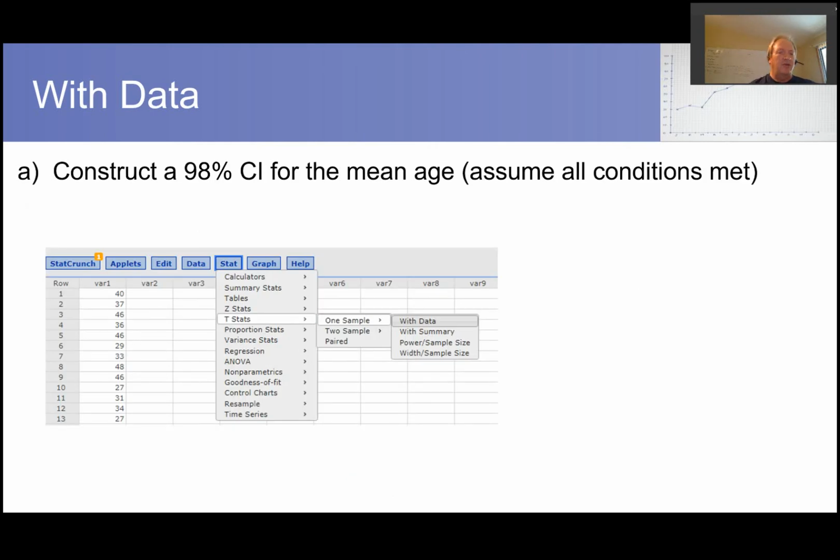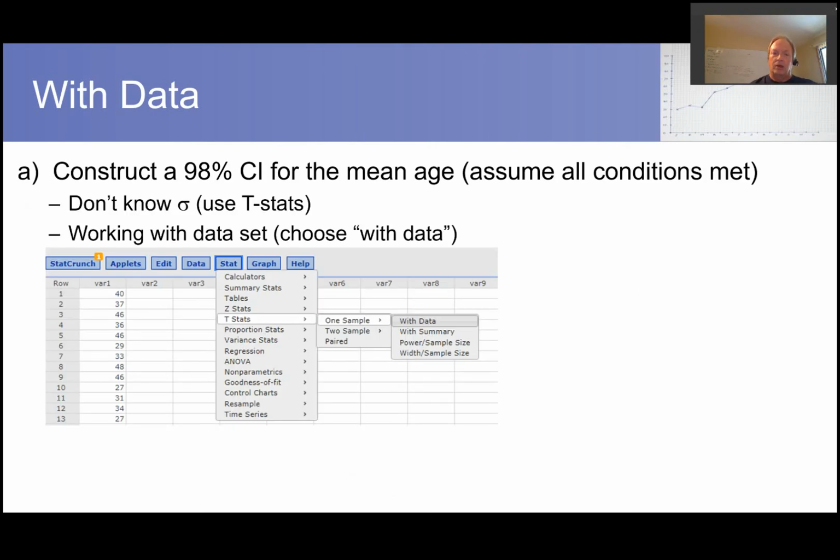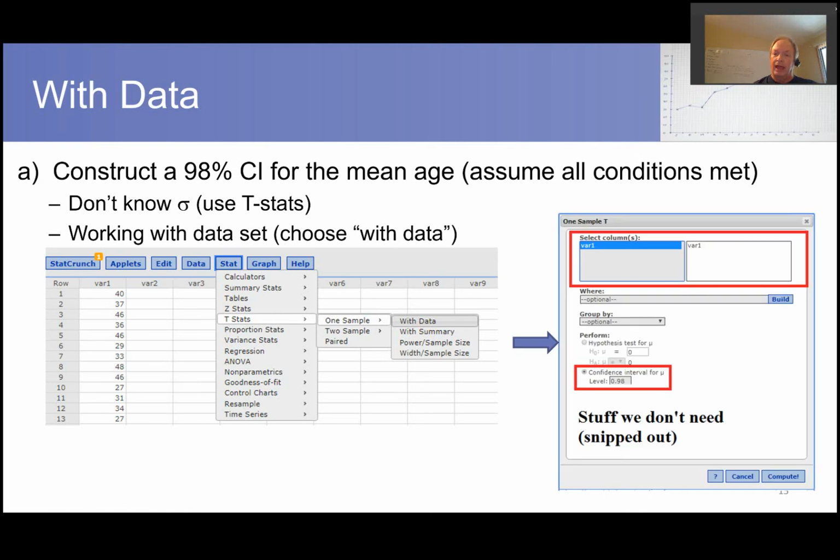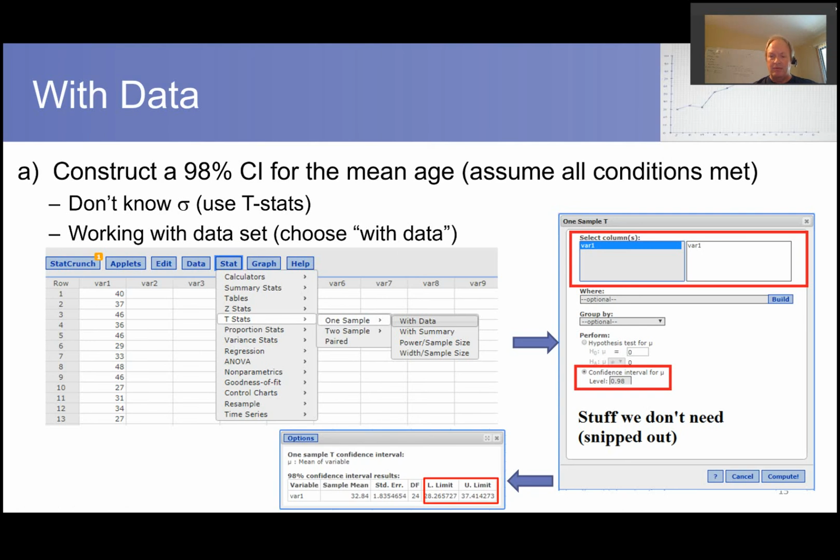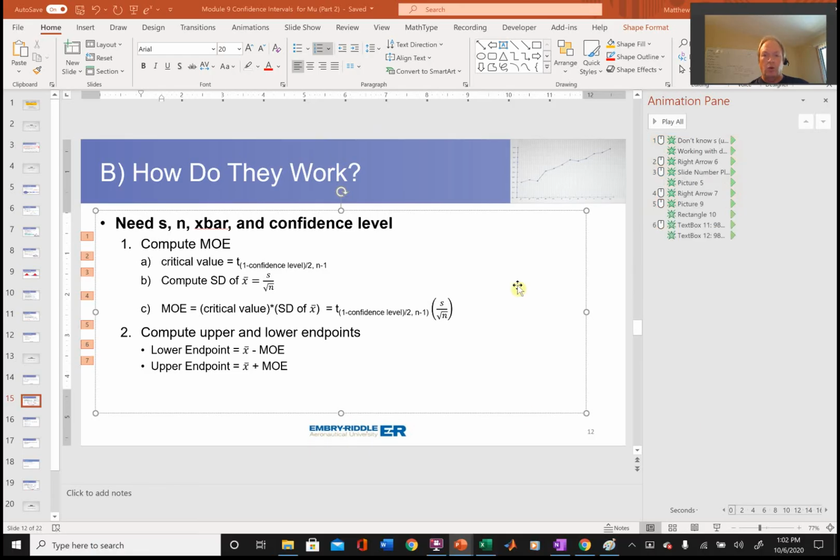So here's how we do this in StatCrunch. We go to Stat, T Stats, One Sample, With Data. And then we're going to choose the variable that we want to compute the confidence interval for and enter the confidence level. And then finally, when we hit compute, we get our output. And so I'm going to do this. I'm going to work alongside of you here.